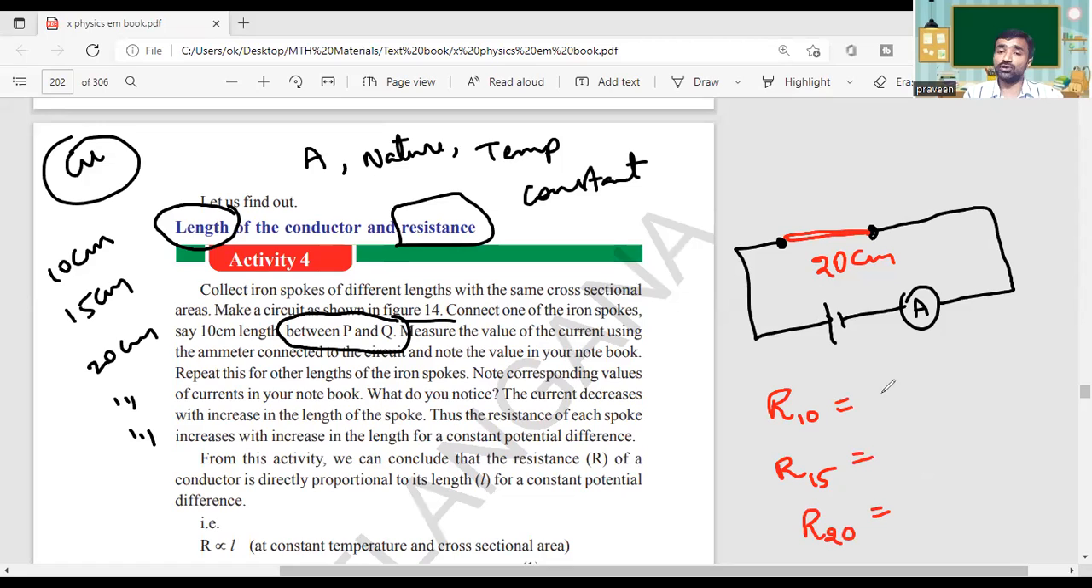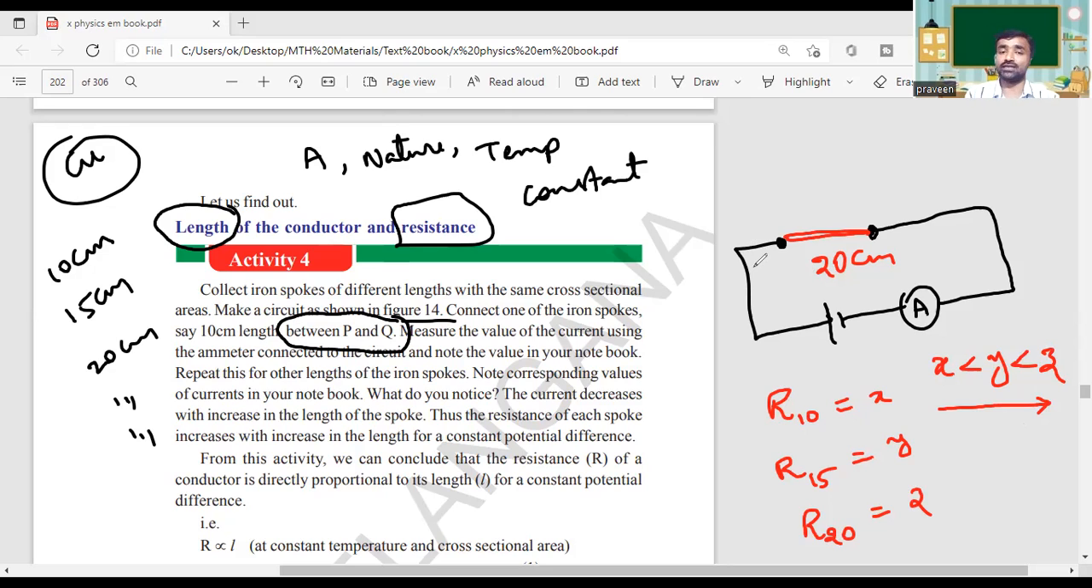You need to compare whether they are the same or different. You will get X, Y, Z, which are different values. Compare X, Y, Z: which is less, which is more. X is less than Y, and Y is less than Z. So the resistance of the wire increased with increase in length. Resistance depends on the length of the wire.